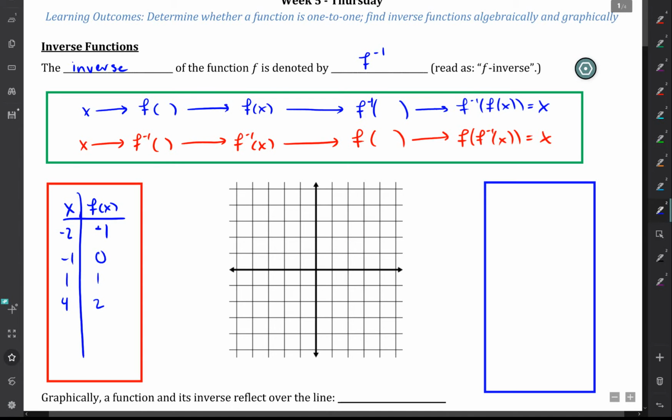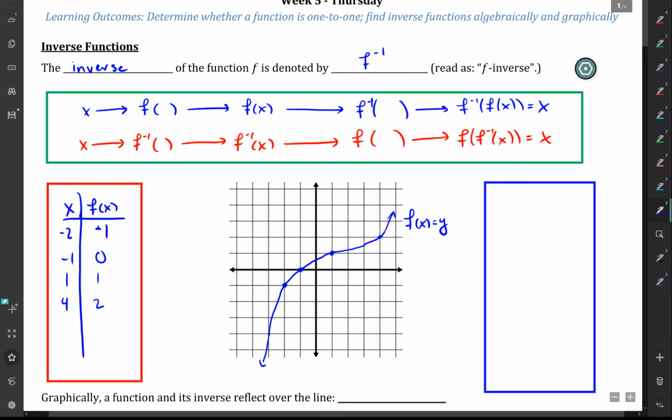Okay, so the function f might look something like this. -2, -1 would be right there, -1, 0 would be there, 1, 1 would be right there, and 4, 2 would be something like right there. 1, 2, 3, 4, up 2, yeah. So let's say f looks something like this. So f of x looks something like that.